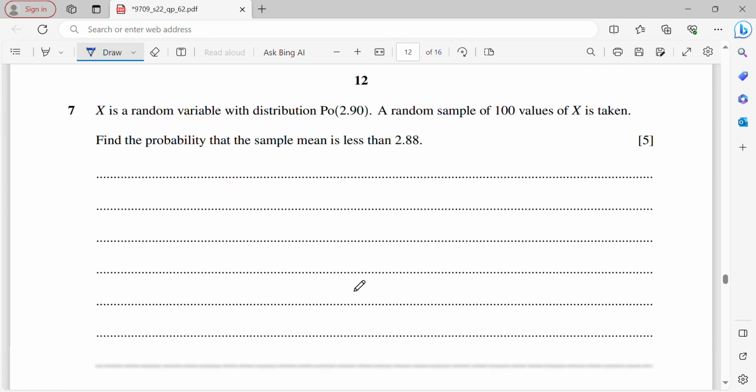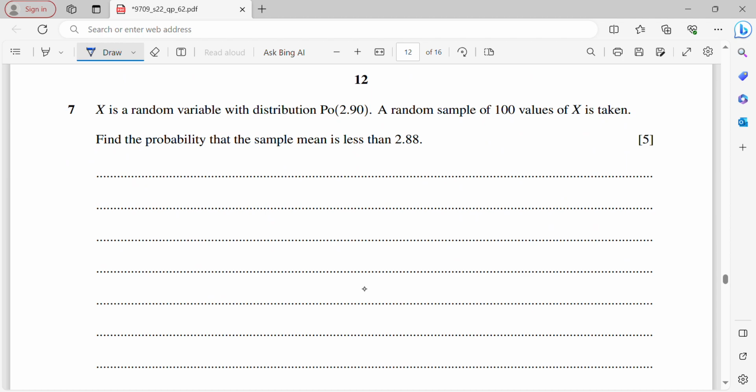Okay, now question 7. X is a random variable with Poisson distribution 2.9. A random sample of 100 values of X is taken. Find the probability that the sample mean is less than 2.88.